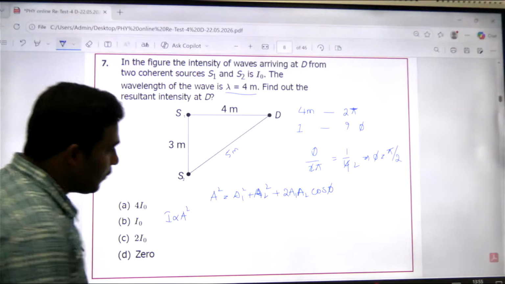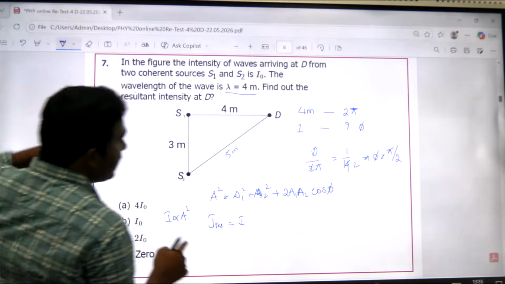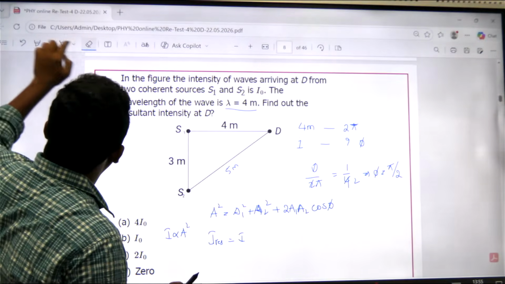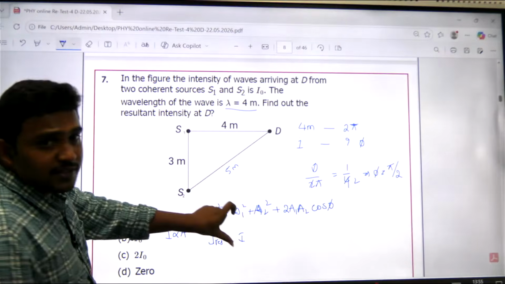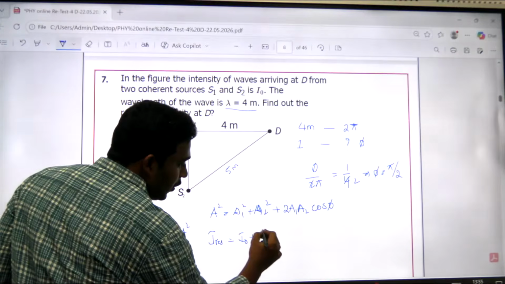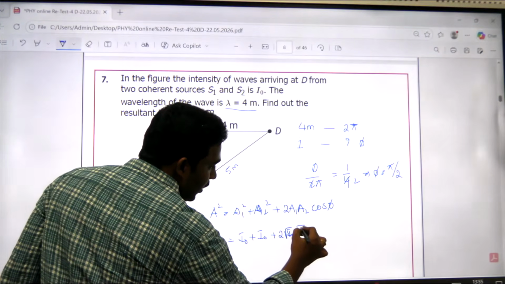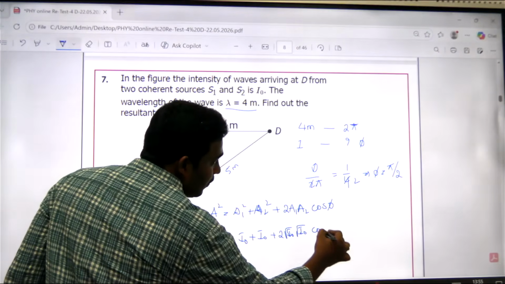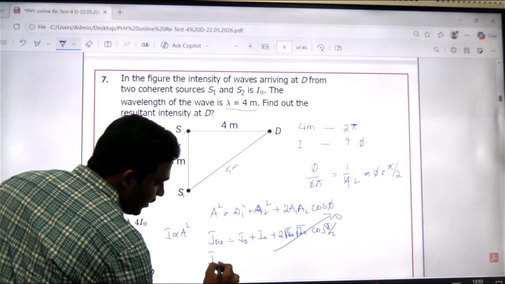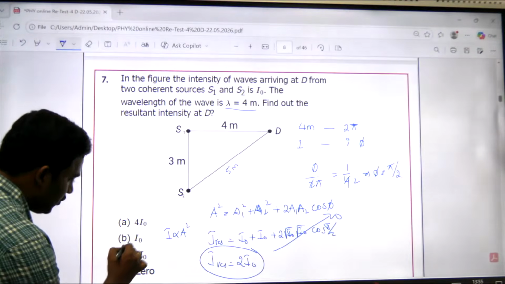If your intensity is directly proportional to a square, can I simply write it as your resultant intensity is equal to, since he's saying that the light ray is same in both the cases, so the initial intensities for both the light rays will be same. So it will be I naught plus I naught plus 2 into under root of I naught into under root of I naught into cos pi by 2. Cos pi by 2, so this total value will be 0. So my resultant intensity will be equal to I naught plus I naught, which will be equal to 2 I naught. So it is option C.